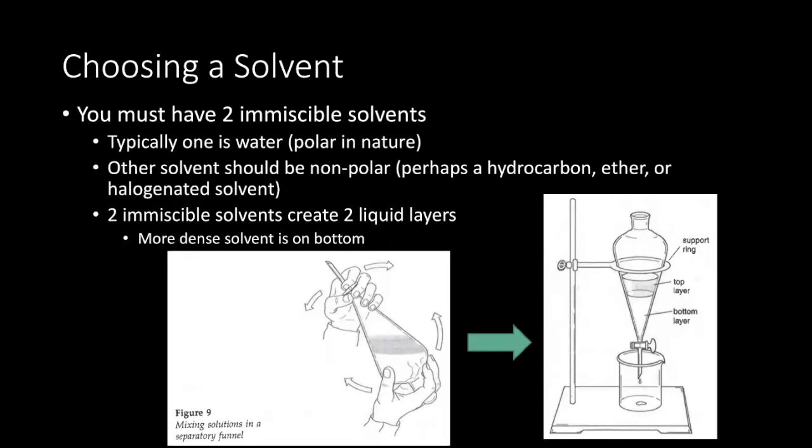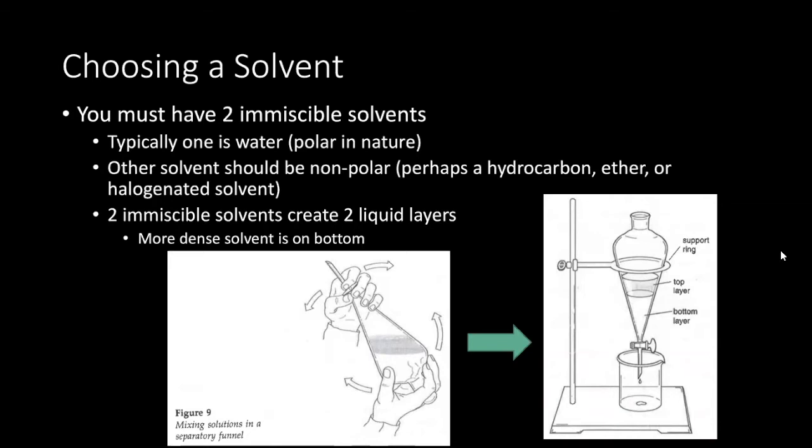So in choosing a solvent, you have to have two immiscible liquids. We've discussed that already. Traditionally, in an extraction, one of your solvents is going to be water. At the very minimum, you need to have a very polar solvent, and your other solvent should be nonpolar. Traditionally, we see that being some kind of hydrocarbon solvent, like hexanes, an ether, or some kind of halogenated solvent. Since these two immiscible compounds do not have similar properties, they will create two liquid layers.